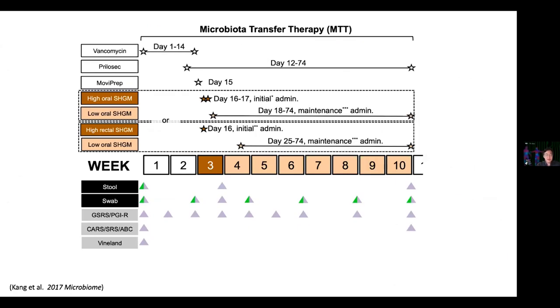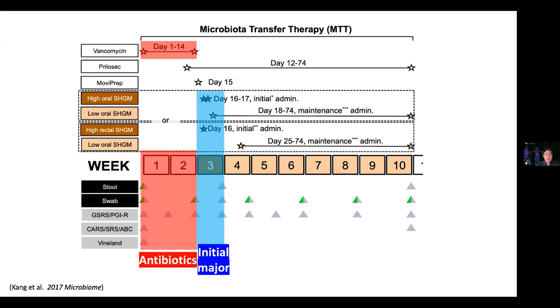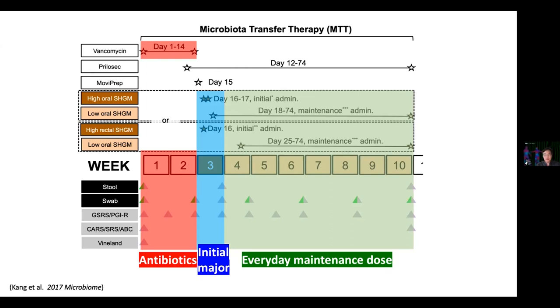As you see here, first we tried the antibiotics for 2 weeks. That way we wash out all the pathogenic bacteria, all the bad bacteria that may already exist in the children with autism. And then we tried the initial fecal transplant, using a very high concentration of the fecal matter. And following that, for 7 or 8 weeks, we provided a daily maintenance dose of fecal matter. The children basically mix the purified fecal material in orange juice and drink it every day.